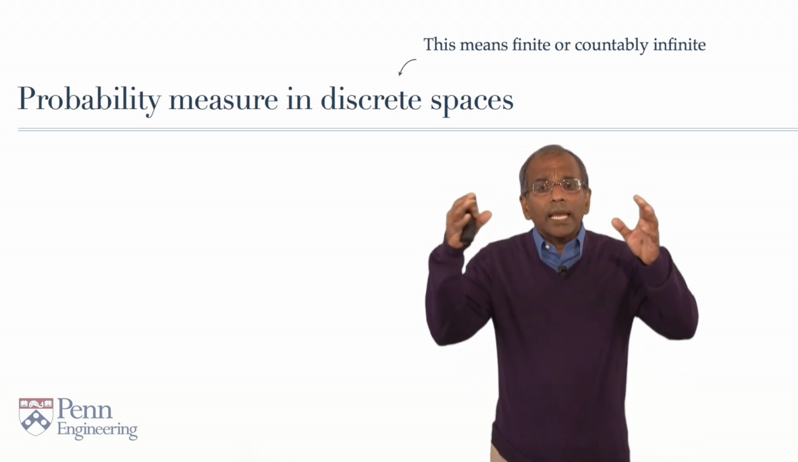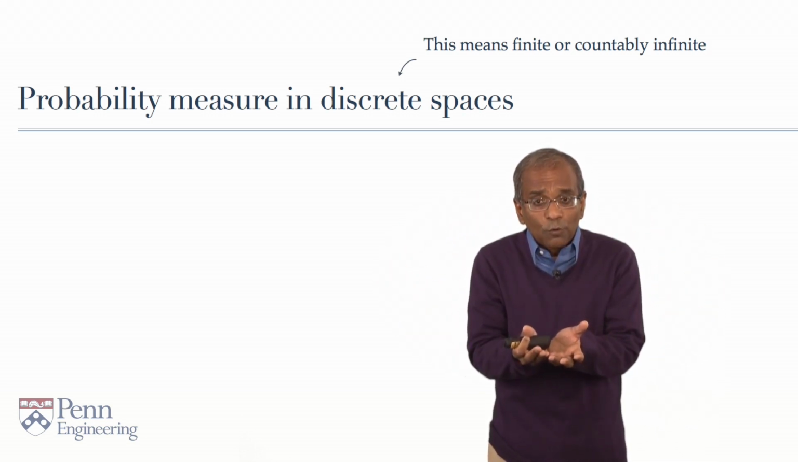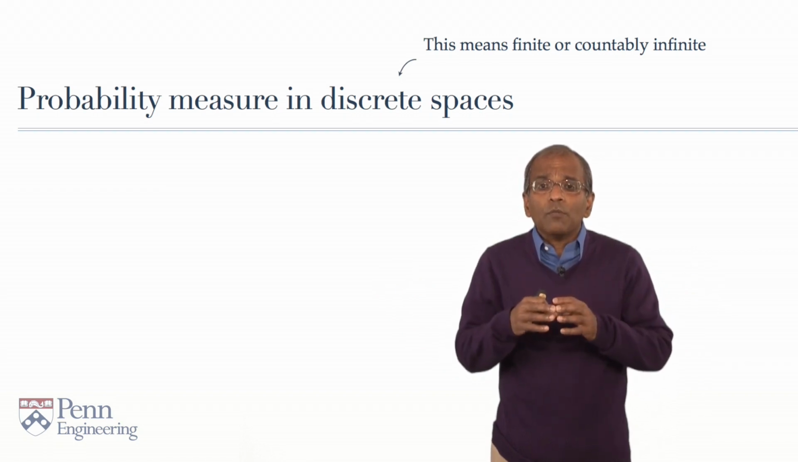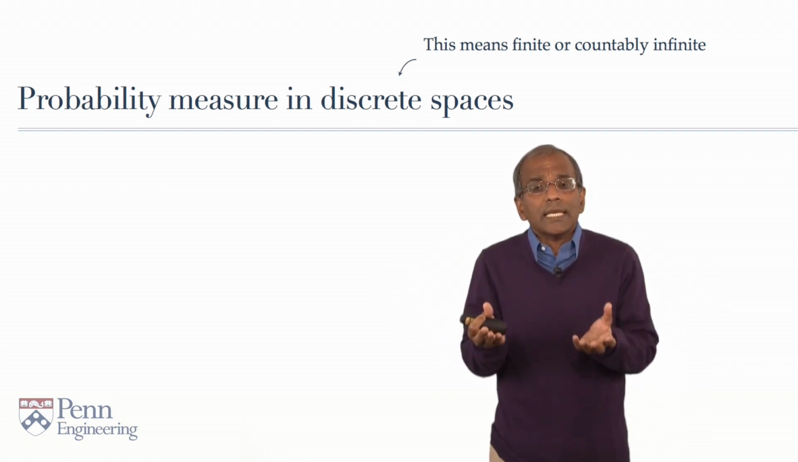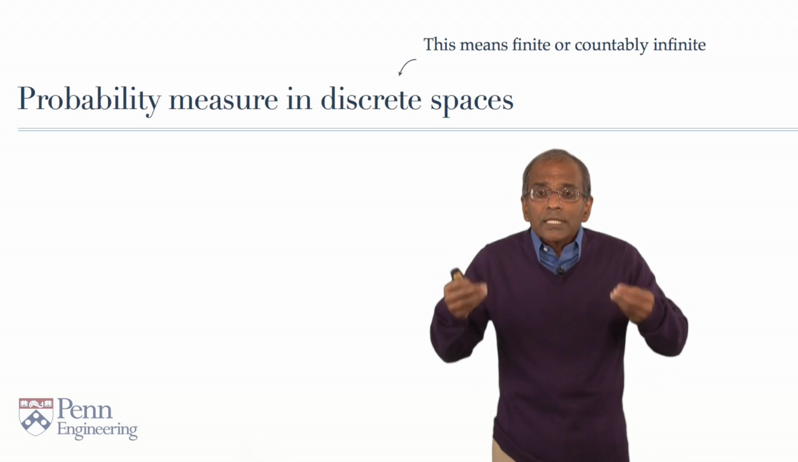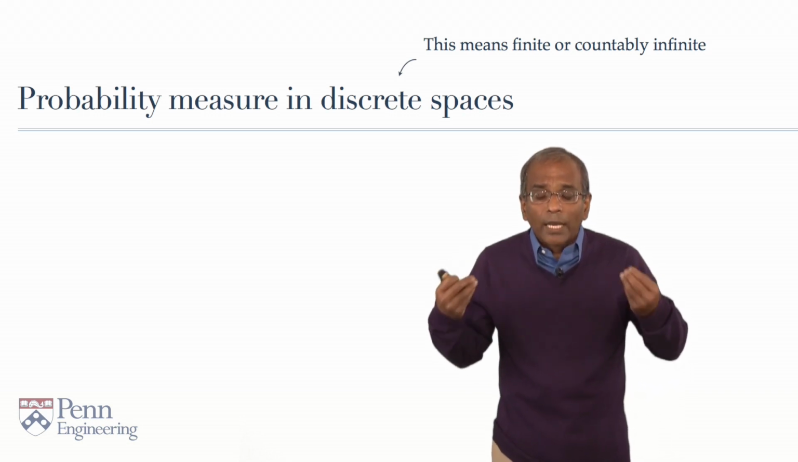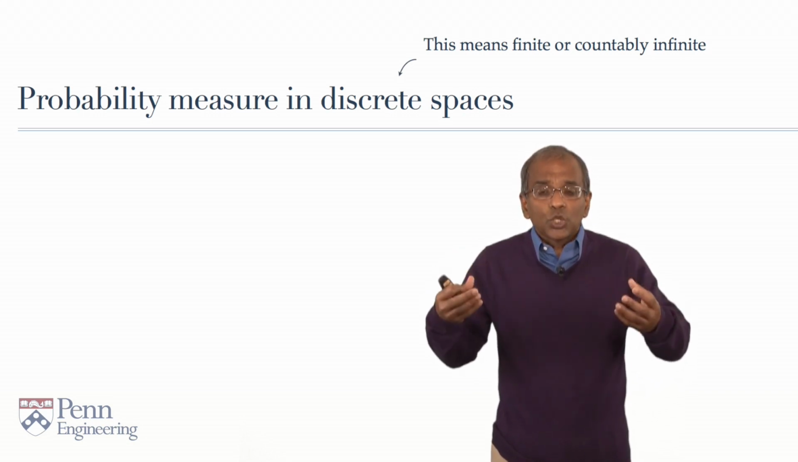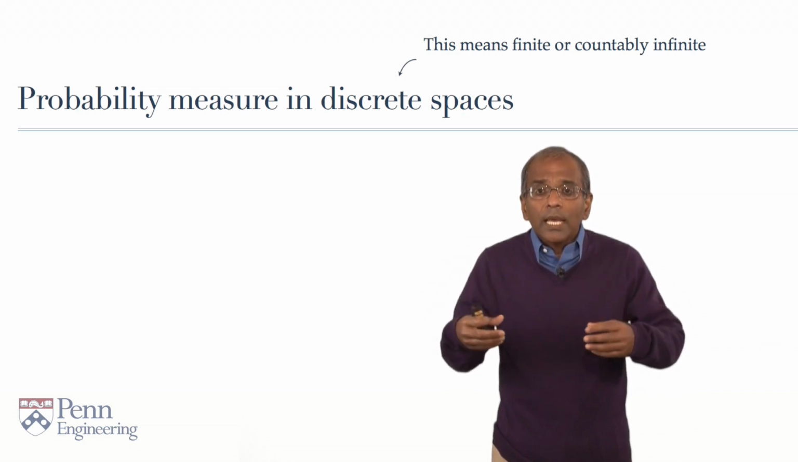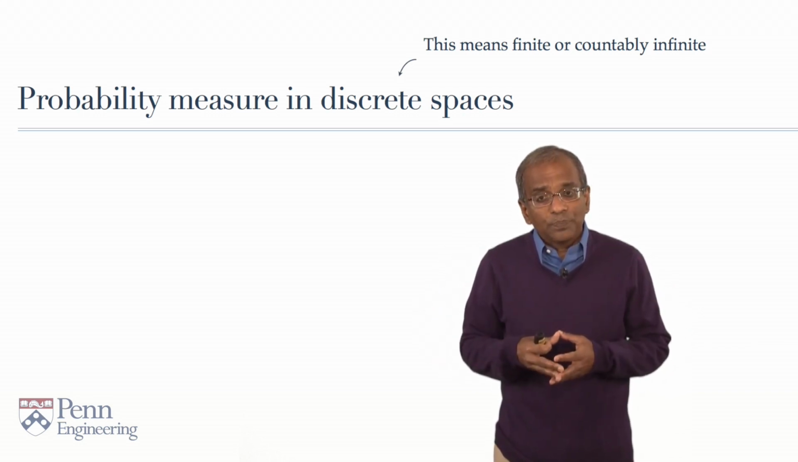Now, this is the setting that we've looked at so far, and therefore this provides a useful test setting in which we can test out our assumptions, our axioms, and see whether we can construct probability measures in consonance with the axioms. So let us begin.